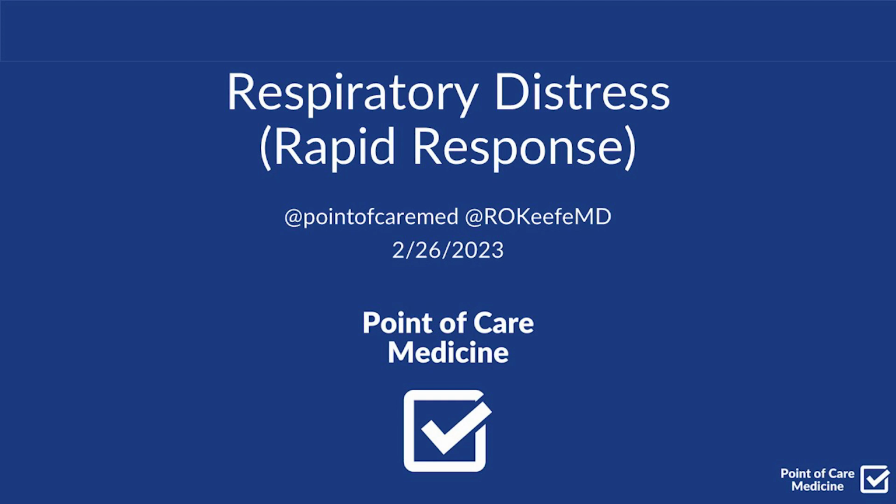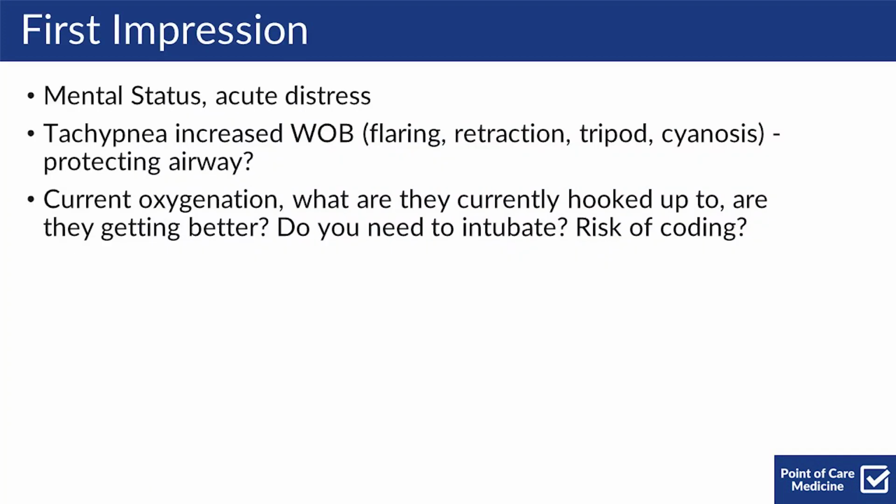Today's episode is on respiratory distress, running a rapid response. When you first walk into the room, get a general impression. Look for the patient's mental status and see whether or not they're in acute distress. Look for tachypnea and increased work of breathing. Things that can tip you off include nasal flaring, retraction, tripoding, and cyanosis.